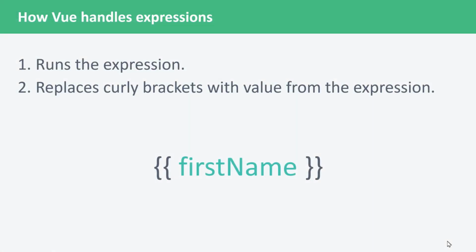The expression is the name of the data property we defined in the Vue instance. All data properties are exposed directly by their names. We don't have to use the this keyword. Vue will be able to make the connection on its own. After evaluating the expression, Vue will replace the curly brackets with the value. You can think of the curly brackets as a placeholder.